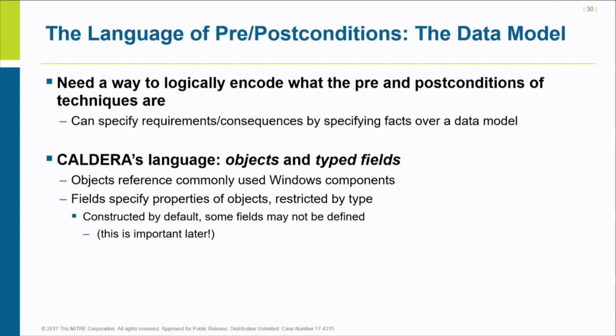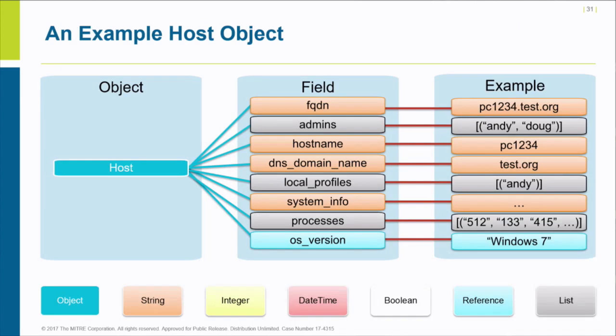And then the other thing is that fields specify the properties of the objects, and then we restrict that by type. And again, I think it's better to walk through with an example. So here's an example host object. On the left, you can see we have host. That's the object type. Host has 8 different fields.